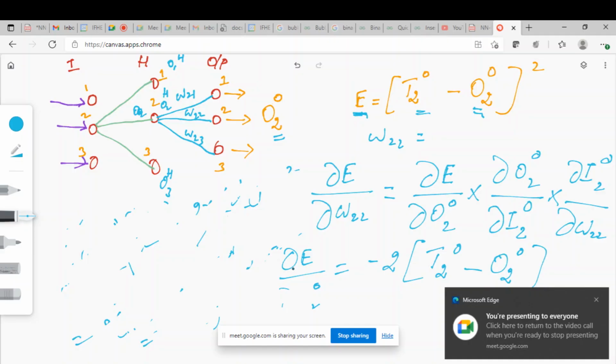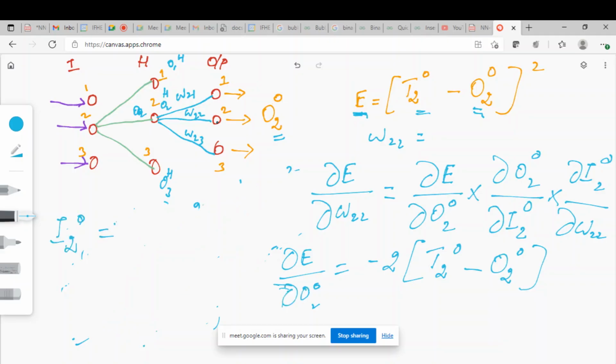So similarly now, output itself depends on input. What is the input for this I2O? What is the input to the second neuron of the output layer? O2H into W22. Right, so this is the input to the second neuron of the output layer.